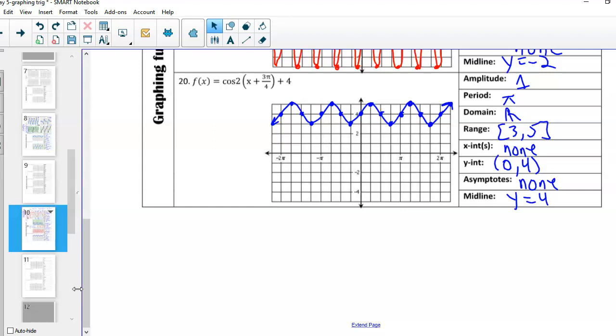So I started by taking it and compressing it first. That would have started it and stopped it at 0 and pi, those x values. And then because it was shifted left 3 pi over 4, I did that next. I moved both of those points 3 pi over 4 to the left, and then moved both of them up 4.